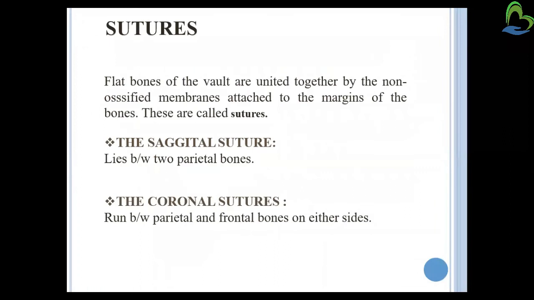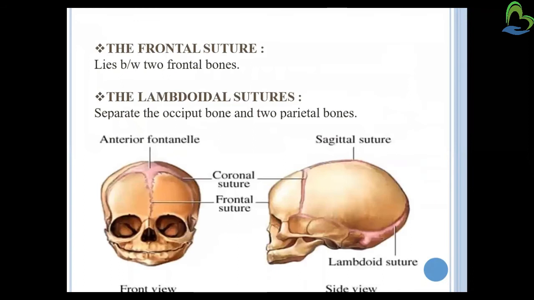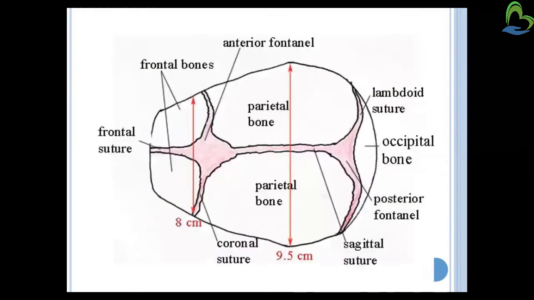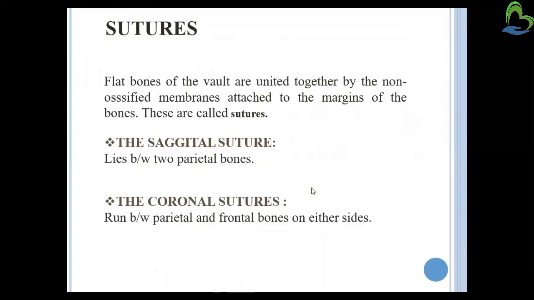About the sutures, the flat bones of the vault are united together by non-ossified membrane attached to the margins of the bones, and these are called the sutures. There are a total of four sutures: the sagittal suture, the coronal suture, the frontal suture, and the lambdoid suture. The sagittal suture lies between the two parietal bones. Between the two parietal bones, there is one line. It's called the sagittal suture.